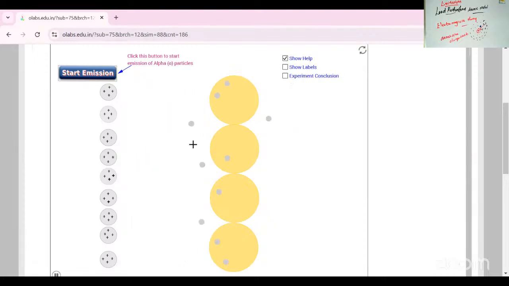Is that clear? Yes, this is the nucleus. These are all the alpha particles. Some of the alpha particles move in a straight line. Some particles are slightly deflected. Some particles are bounced back. So this is the conclusion of the Rutherford atomic model, the alpha particle experiment. Okay.